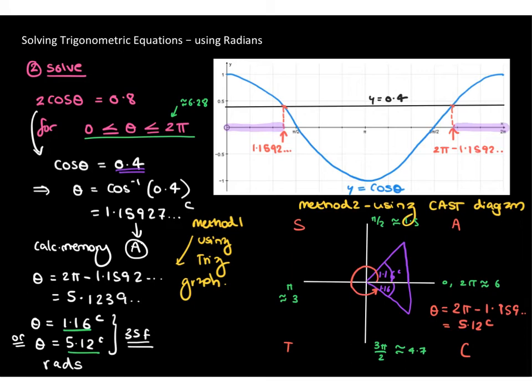So you will have seen these two methods in lessons when you've solved trigonometric equations. People quite often have a preference for one or the other. Work with whichever method gets you to the correct answer efficiently and accurately.